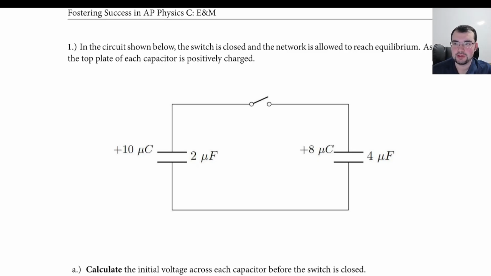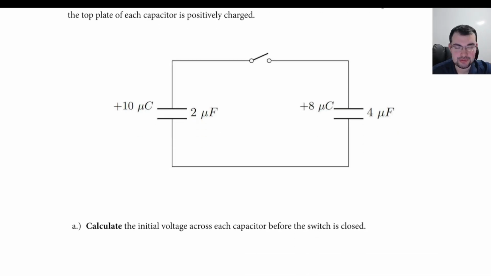In the circuit shown below, the switch is closed, and we allow the network to reach equilibrium. Assume the top plate of each capacitor is positively charged. So we always assume a capacitor holds equal and opposite charges. So we have plus 10 microcoulombs on this plate, minus 10 microcoulombs on the other. We have positive 8 microcoulombs on this top plate, negative 8 on the other. It does actually matter which way these plates are connected to each other. There's a homework problem, I think, where we see that it does matter.